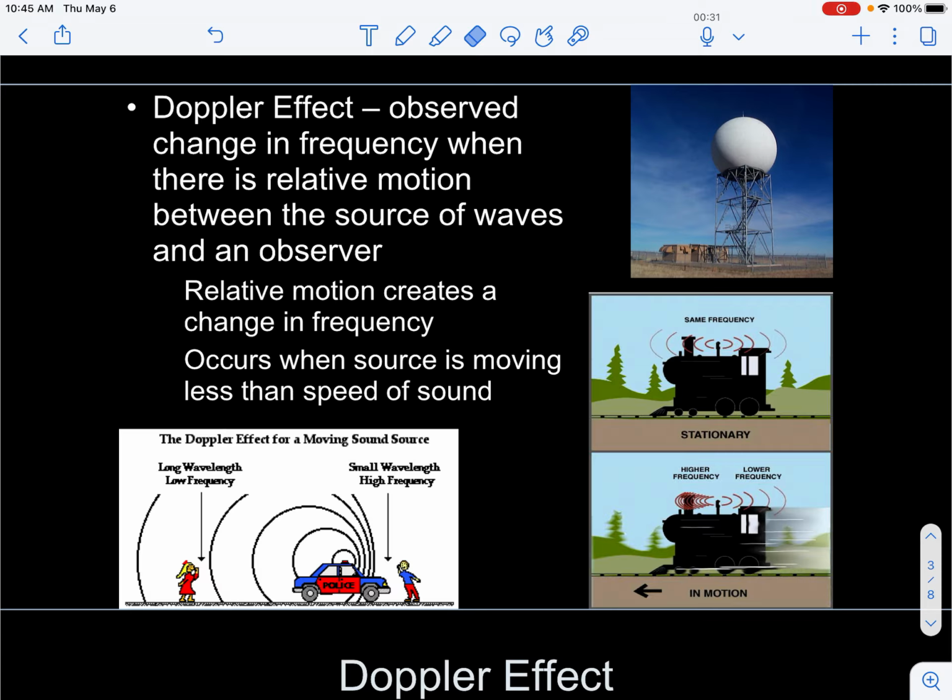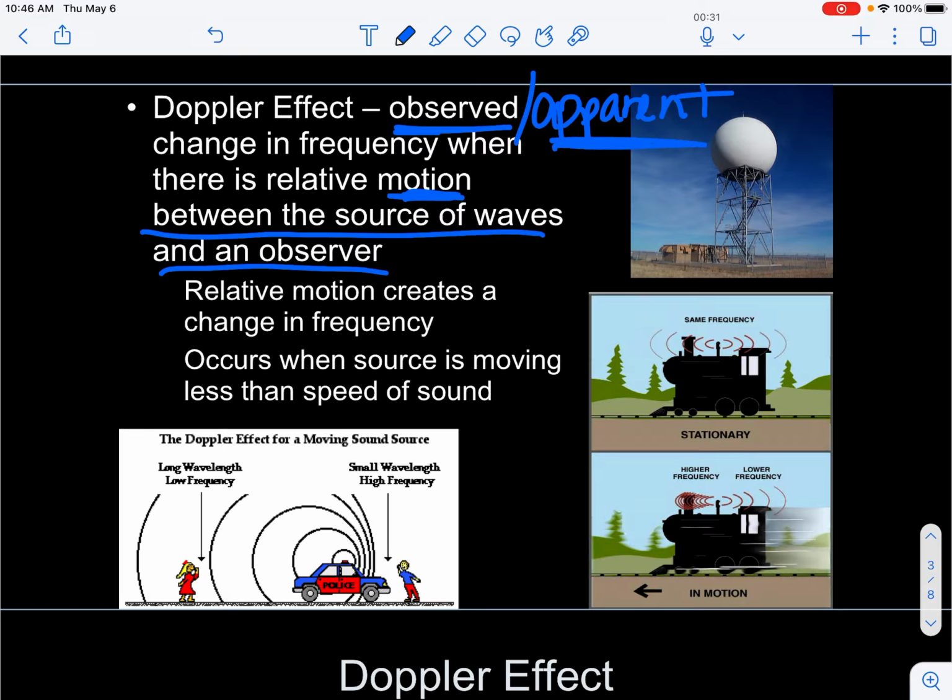So what the Doppler effect is, is just an observed, once again, an observed or apparent change in frequency of a sound wave when there is relative motion. So there's got to be motion between the source of the sound and some observer. The object that is making the sound has to be moving and the observer is going to notice it. One thing that I do want to just kind of beat into your heads for this one is that it is an apparent change.